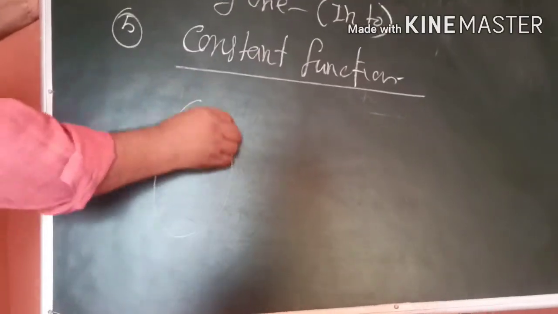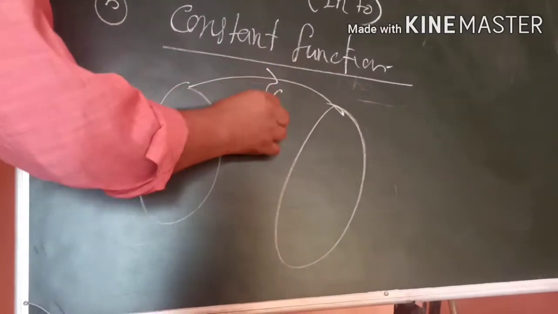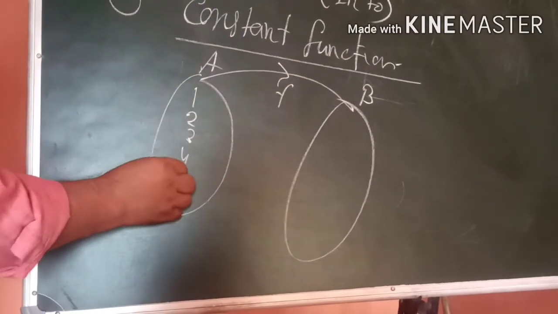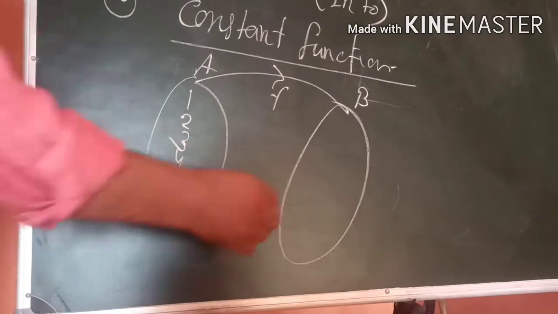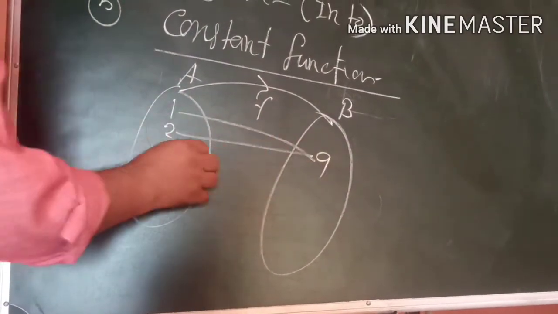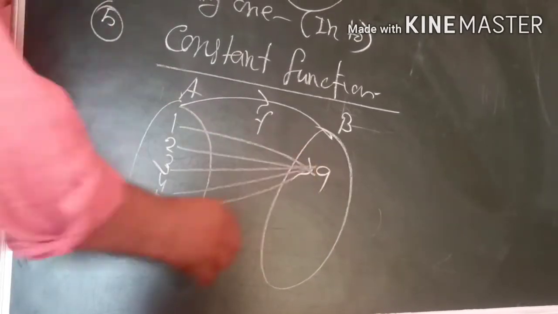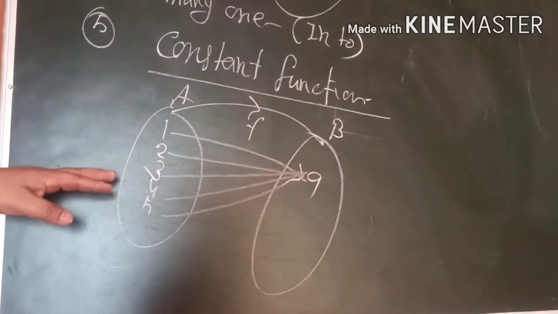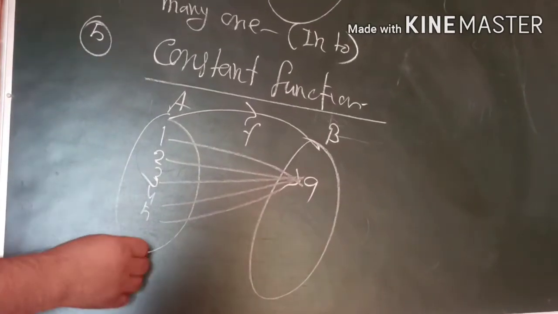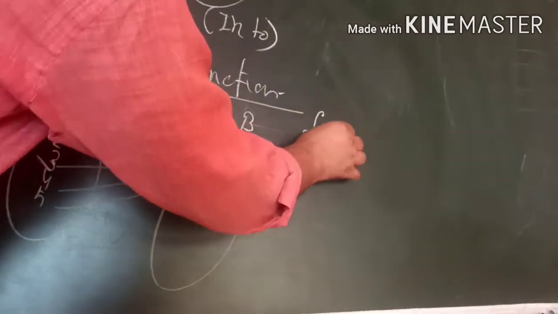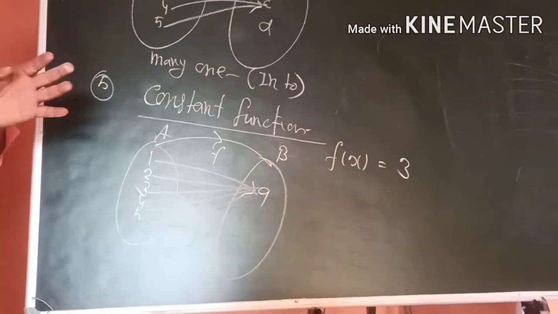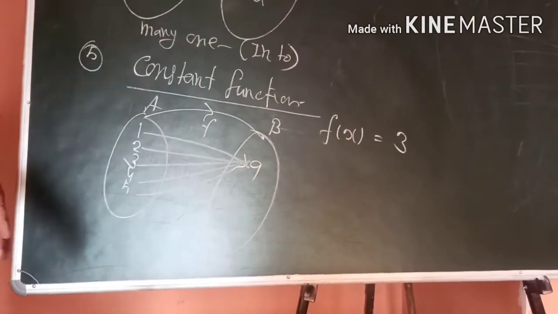And one more, the fifth one, is the constant function. Constant function means A, B, 1, 2, 3, 4, 5. Suppose there is only A. If all elements have the same image, it means this function does not depend upon the value of x, and is known as a constant function. Suppose f of x equals 3 only. The function does not depend upon the value of x, so it is known as a constant function.